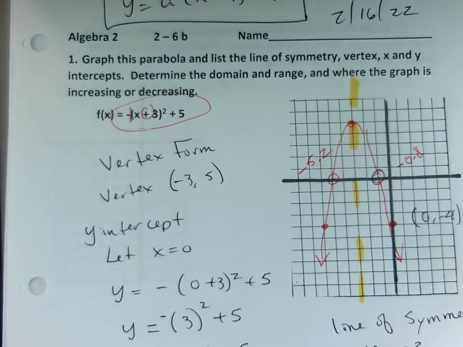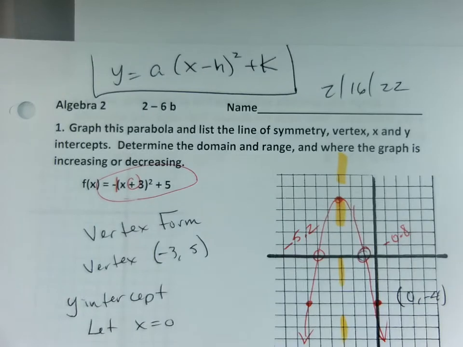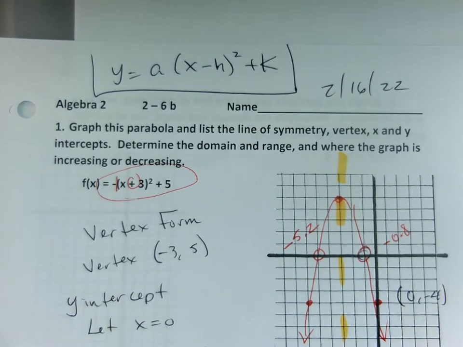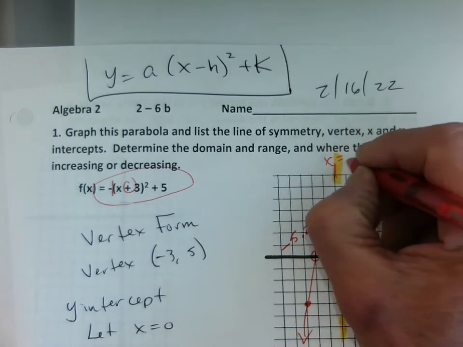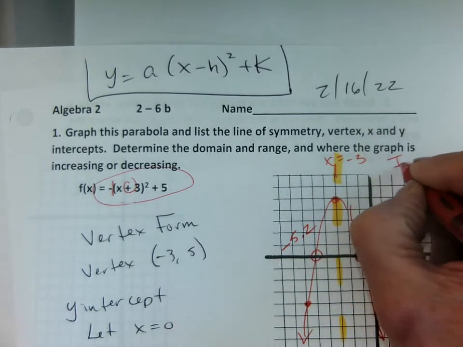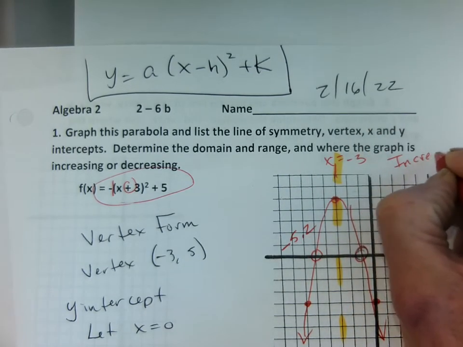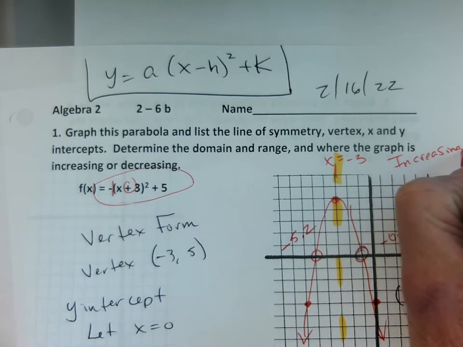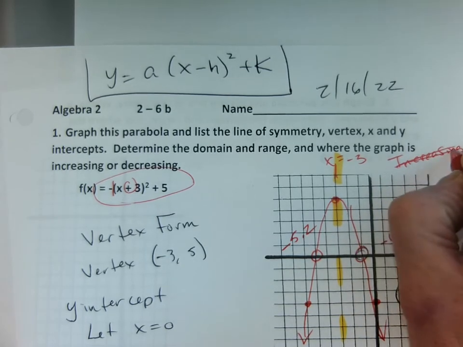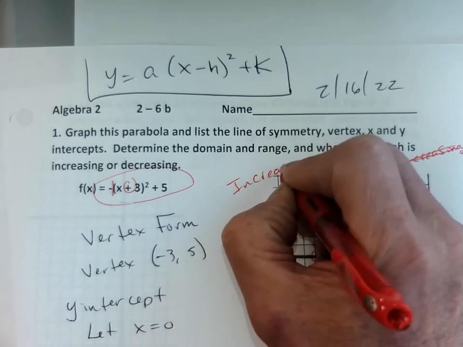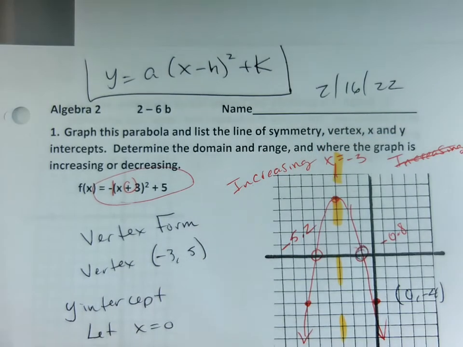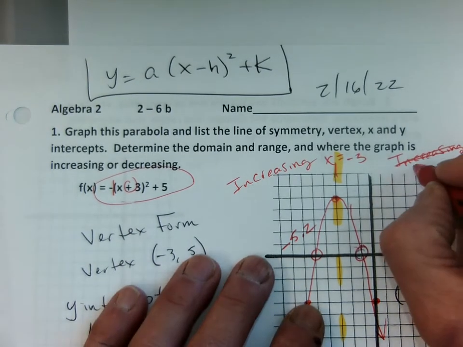Okay. Now, increasing, decreasing. First of all, this is x equals negative 3, right? So increasing, decreasing. Actually, I need to do it this way. I'm sorry. Let me do increasing over here. Increasing. Decreasing.